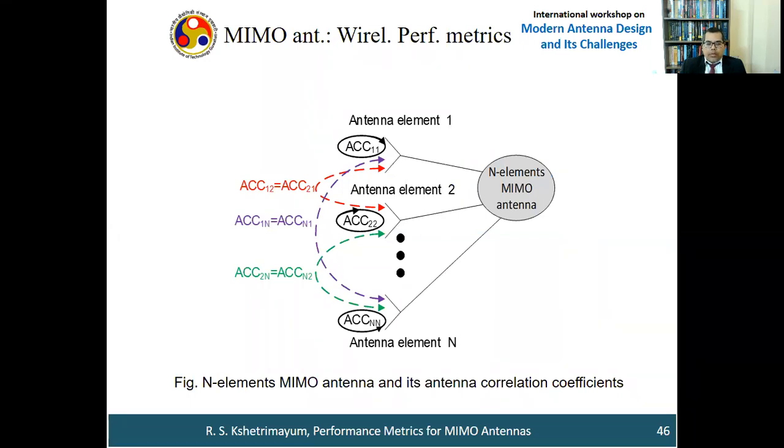Let's go to the N-element MIMO antenna. Here SCC11 is the co-correlation of antenna 1, SCC22 is the co-correlation of antenna 2, and SCCNN is the co-correlation of element N. The cross-correlation between antenna 1 and 2 is denoted by SCC12 or SCC21. The cross-correlation between antenna 1 and N is denoted by SCC1N or SCCN1. And the cross-correlation between antenna 2 and antenna N is denoted by SCC2N and SCCN2.